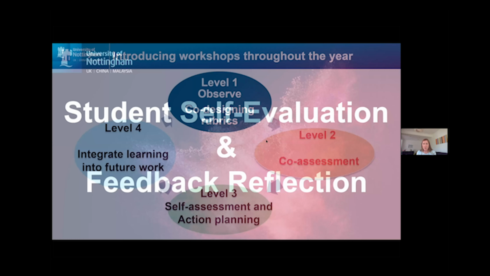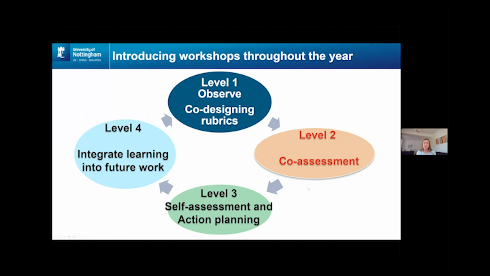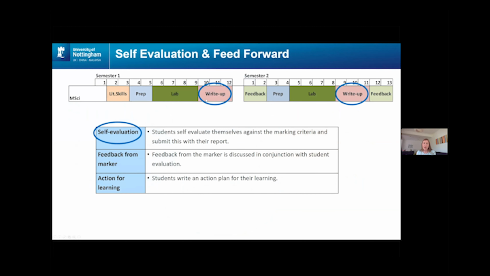So this is kind of levels 1 and 2. We then wanted to think about introducing levels 3 and 4, so self-assessment and action planning. Later on, after the first project, during the write-up period, we asked them to self-evaluate. We gave them the marking criteria that we were going to mark them against, which they'd already seen in the earlier workshops, and we said, right, self-evaluate yourselves against these criteria.